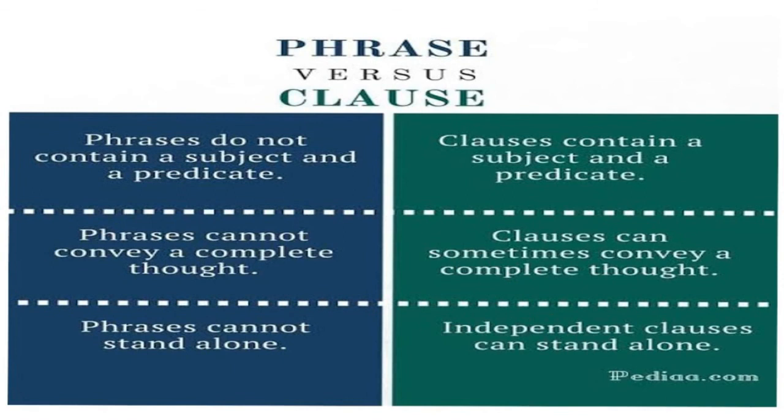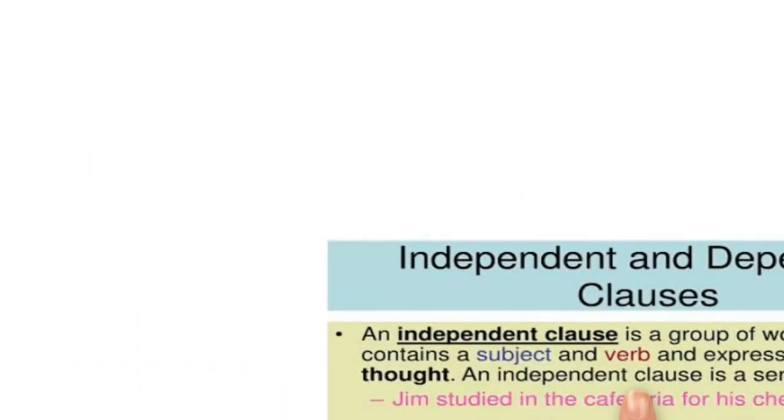So, shall we revise it once again? First, we discussed phrases and clauses. Phrases do not contain a subject and a predicate or a verb. But on the other hand, clauses contain a subject and a verb. Phrases cannot convey a complete thought. Clauses can sometimes convey a complete thought. Why is it sometimes? Because they are dependent and independent. Phrases cannot stand alone, but independent clauses can stand alone.